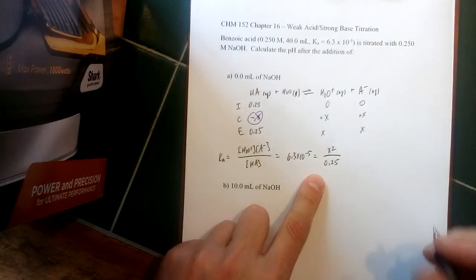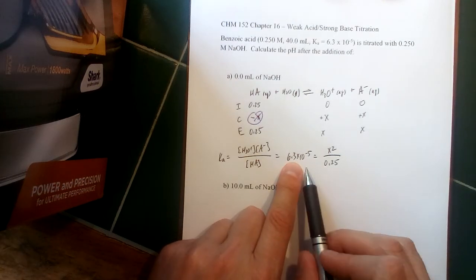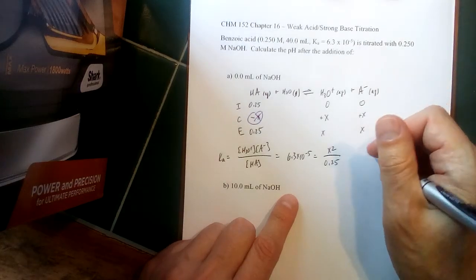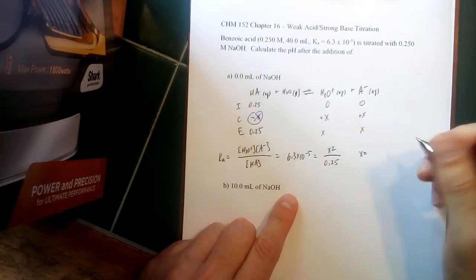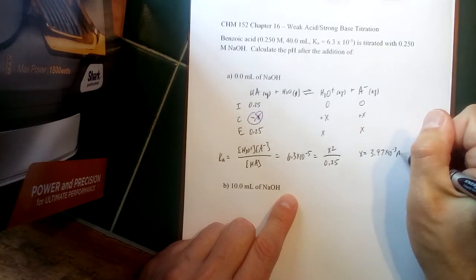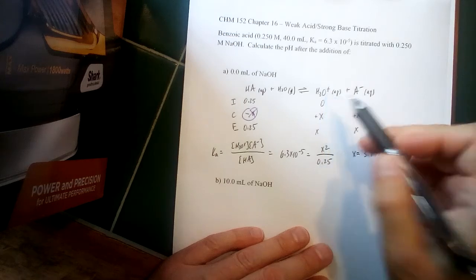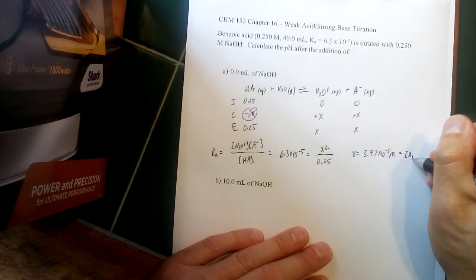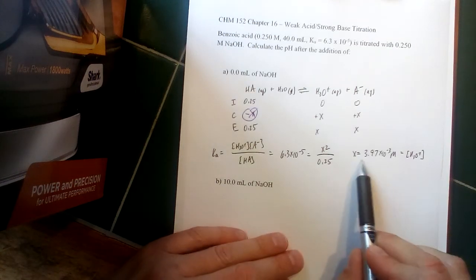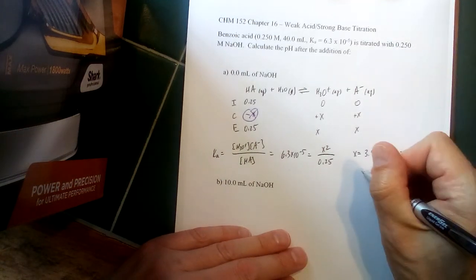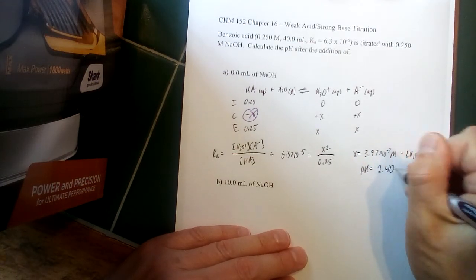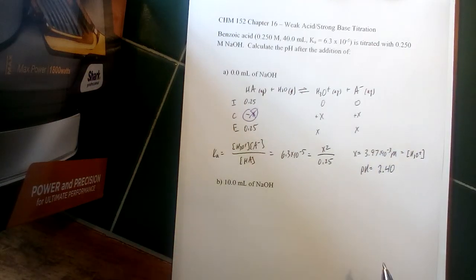Okay, if we solve for X from that equation, so start with 6.3 times 10 to the minus 5th, multiply through by 0.25, then take the square root of each side of the equation. We'll end up with X equal to 3.97 times 10 to the minus 3rd. I think that would be a molarity. This is the hydronium ion concentration of the solution, so that will get us to the pH. We take the negative log of the hydronium ion concentration, and the pH of this solution is 2.40. Okay, so kind of nothing new there.